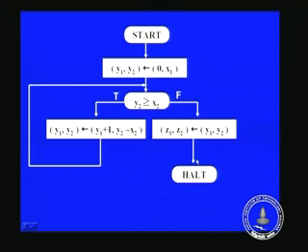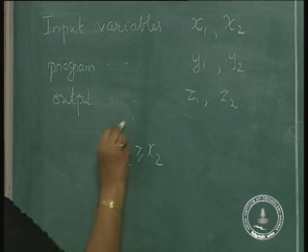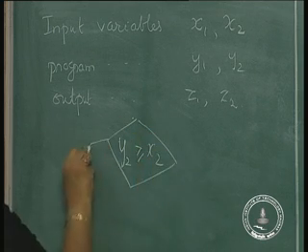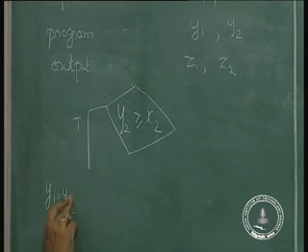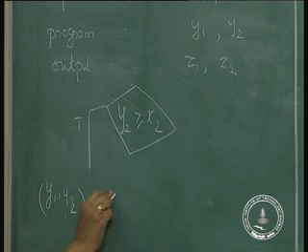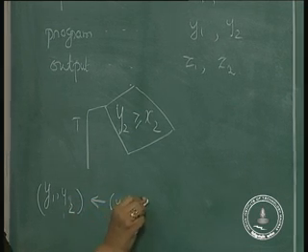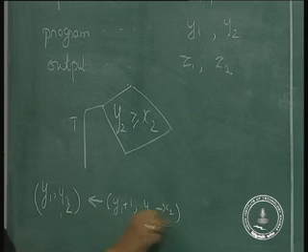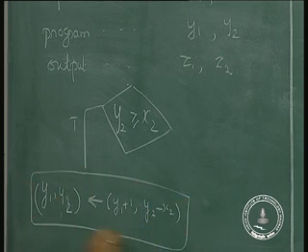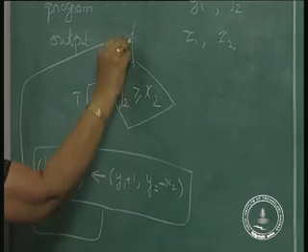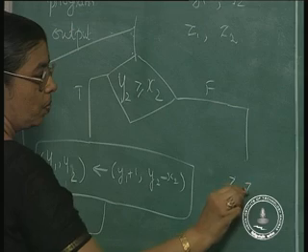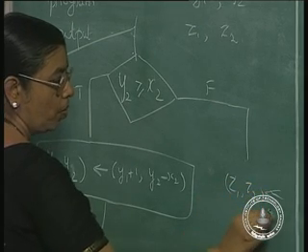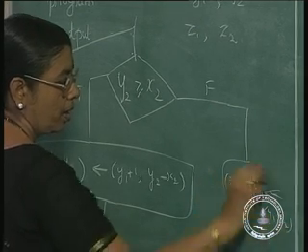statement. So, the test statement is like this here: y2 greater than or equal to x2, and if it is true, the assignment statement y1, y2 is assigned y1 plus 1, then y2 minus x2, and then you go back here. If it is false, z1 z2 will be assigned the value y1 y2, and then you halt.